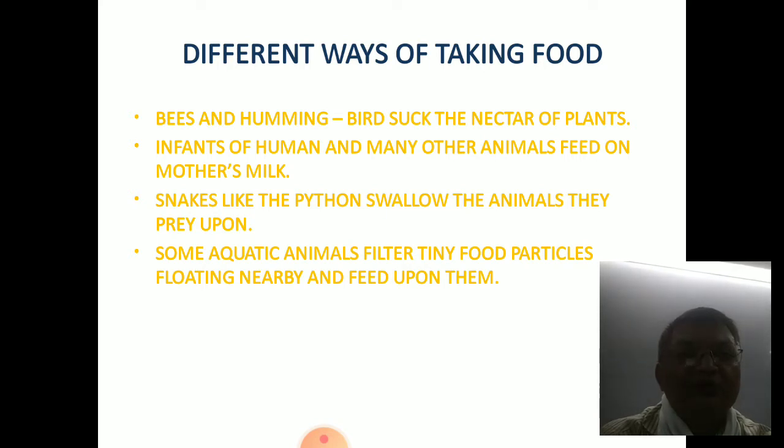Infants of humans and many other animals feed on mother's milk, these are mammals. We are human beings, we feed on our mother's milk when we are infants. Infants means newborn babies. And other animals like cow, buffalo, goat, camel, all these depend on their mother's milk. So they are getting nutrients from that.